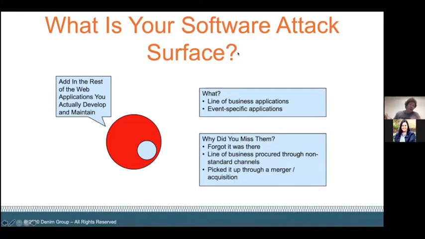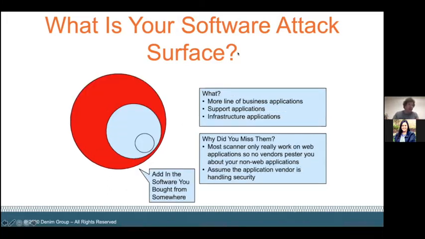Why'd you miss those in the first pass? Maybe the line of business procured it through a non-standard channel. Maybe you picked it up through a merger and acquisition. That's a big challenge as well. Again, when we look at this OWASP Amass tool, we can talk about some specific ways where that can help with mergers and acquisitions and dealing with the expanded attack surface.